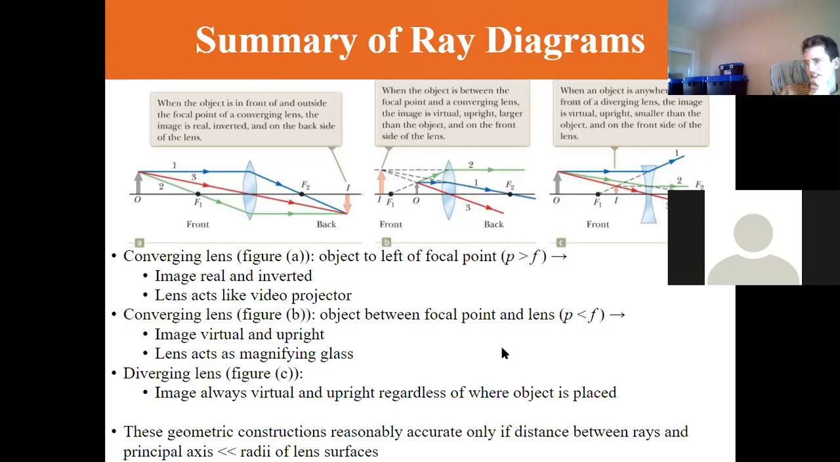So the 3 drawings show essentially the 3 possible images that can be formed with lenses. The converging lens shown in figure A and B can create 2 kinds of images. If the object is far away from the focal point, like in figure A, you create a real image across the lens, and every real image is upside down. If the object is within the focal length, so it's between f1 and the lens, like in figure B, the image is virtual, and it actually shows up on the same side as the object, behind it.